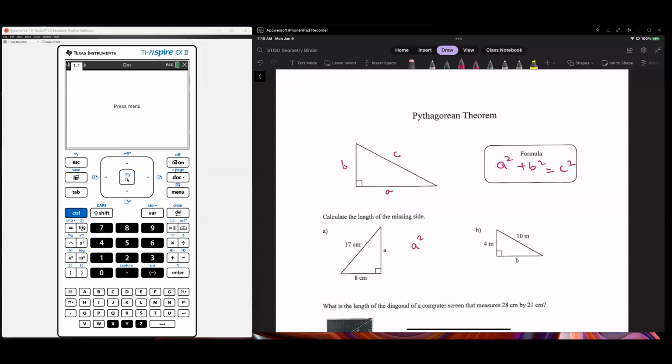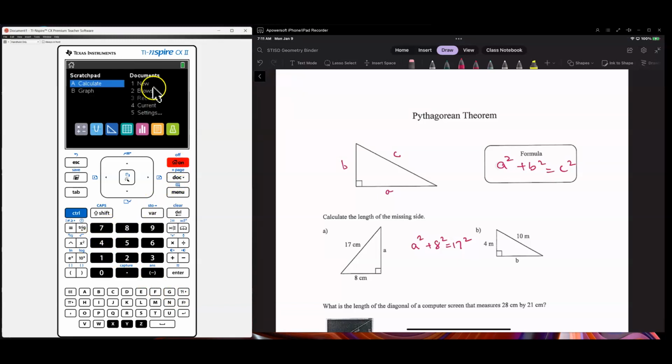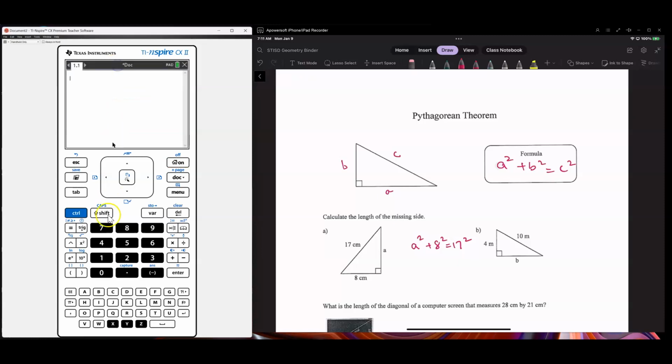So we have a squared plus 8 squared equals 17 squared. What you're going to have to do with 17 squared and 8 squared is subtract: 17 squared minus 8 squared. You get 225, so you have a squared equals 225. Remember that you have to get the square root. And I think the square root of 225 is 15.